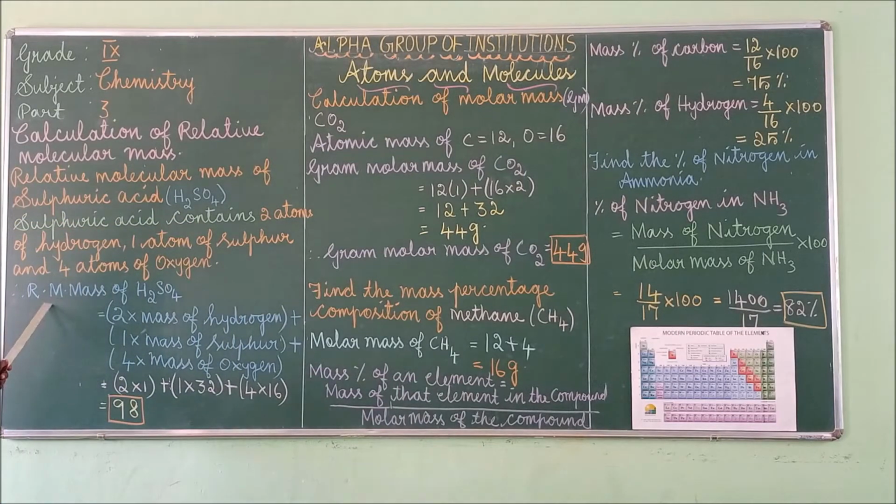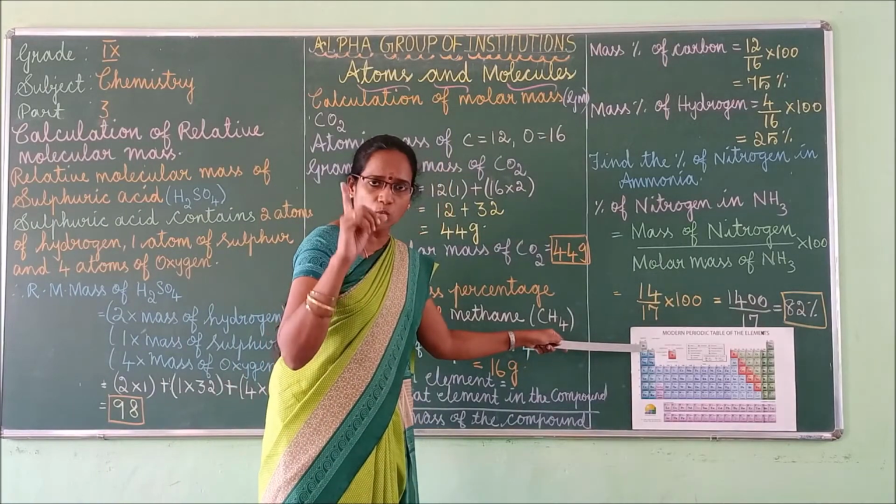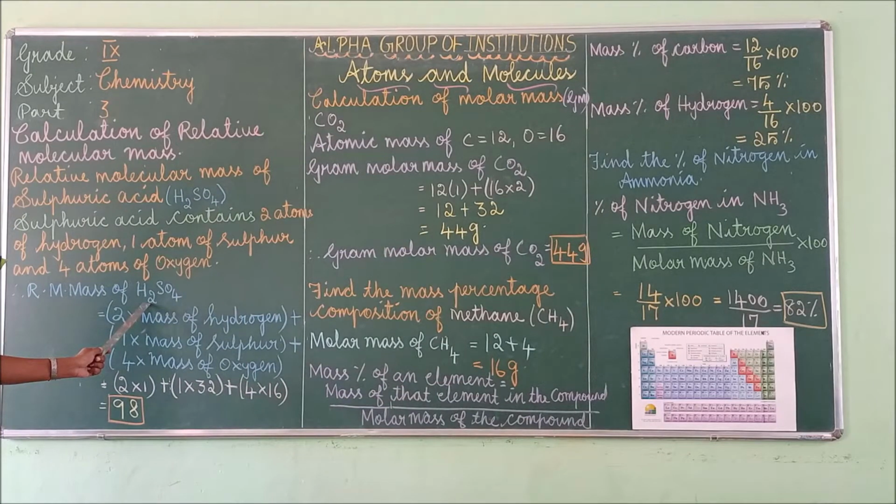Second one, we have to find out the relative molecular mass, isn't it? For which compound? For sulfuric acid. Then you have to mention the relative molecular mass of sulfuric acid, that is equal to, what is the atomic mass of hydrogen? The first element given is hydrogen. The atomic mass of hydrogen is 1, isn't it? See how many hydrogen atoms are present? 2 hydrogen atoms are present here.